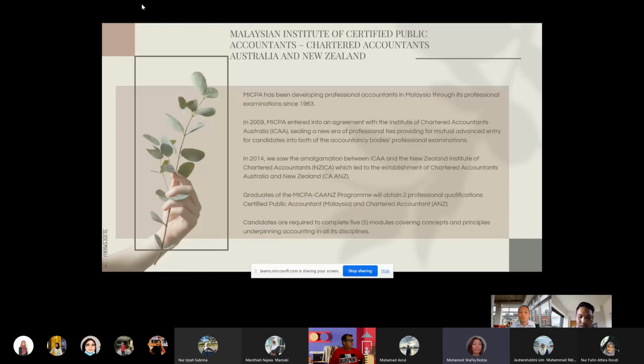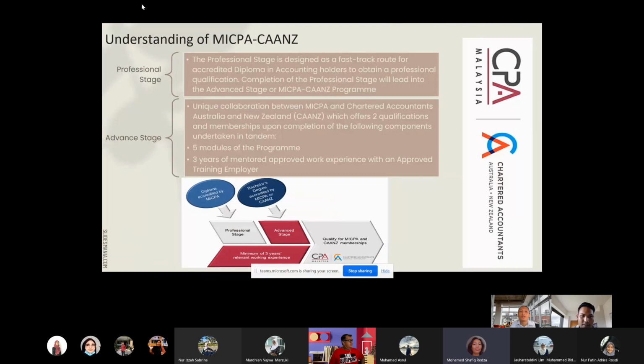And candidates are required to complete 5 modules covering concepts and principles underpinning accounting and all its disciplines. For understanding of MICPA, the MICPA CANZ program caters to both accounting diploma and degree holders and comprises two levels of examination, which are the professional stage and the advanced stage. The professional stage is designed as a fast track route for accredited diploma in accounting holders to obtain a professional qualification.